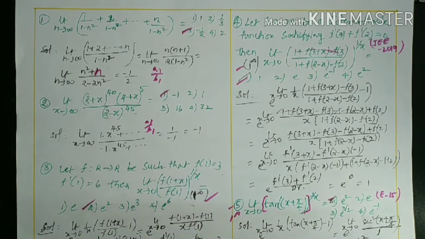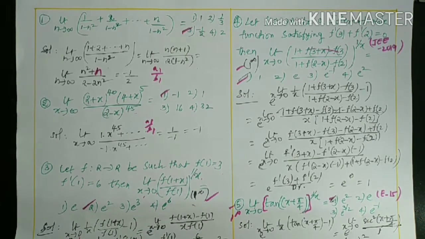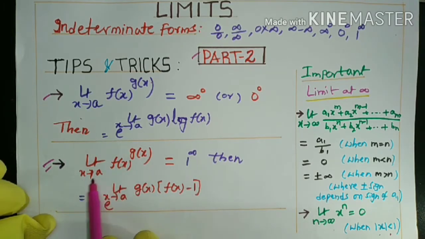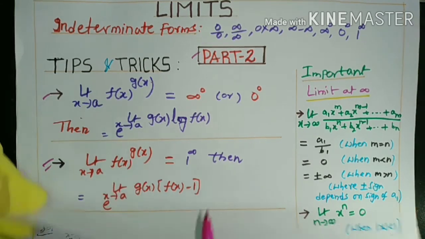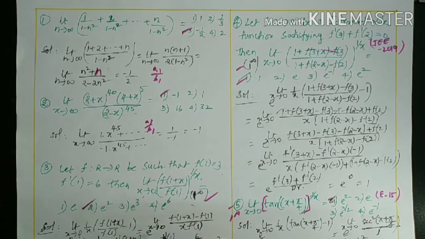1 power infinity, again you can read it as e power of limit x tends to 0, g of x times (1 by x), and f of (1 plus x) by f of 1 minus 1. You can use this important tip here: limit of f of x power g of x that is 1 power infinity, immediately you can change it as e power of limit x tends to a, here the power becomes g of x, and in the base we take the subtraction of 1. That only I did here. So after taking the LCM it becomes f of (1 plus x) minus f of 1, by x times f of 1. Now x tends to 0.